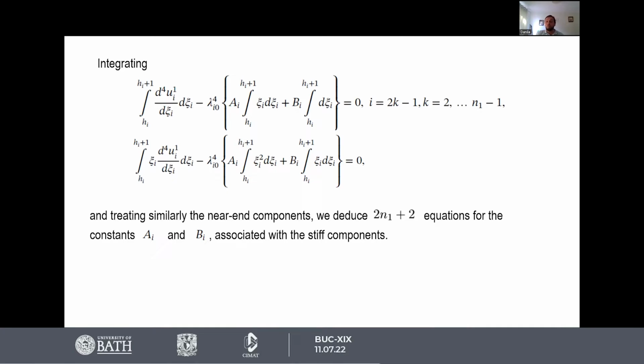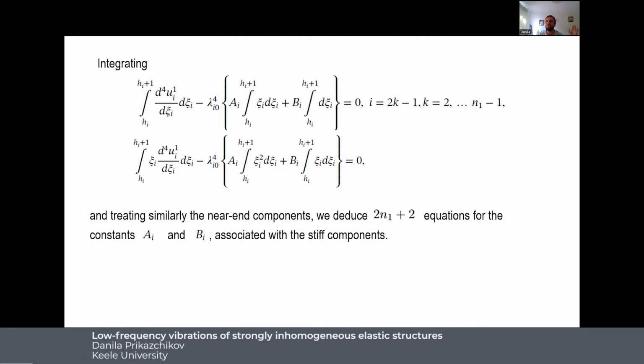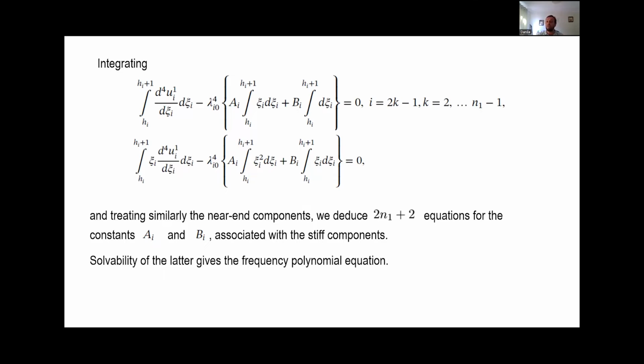And so now, once we've got 2n1 plus 2 equations for 2n1 plus 2 constants, then obviously the associated determinant will be equal to 0, and that will give us a polynomial equation related to frequency, and that would indeed be the frequency equation. So in the case of a beam, the procedure is slightly more complicated compared to the rod. The first note to make is that certainly we have twice more equations compared to the rod. That's one thing.